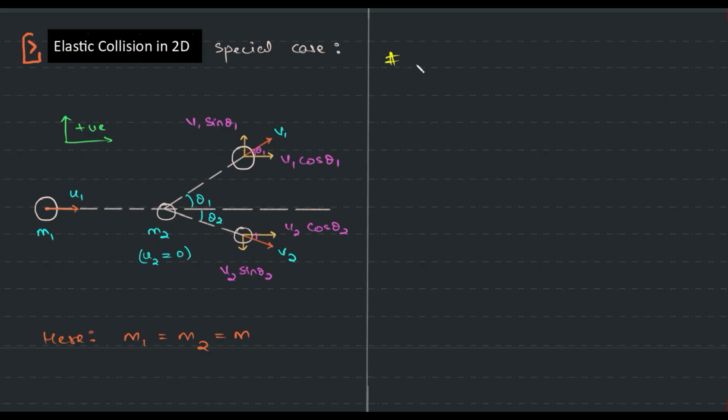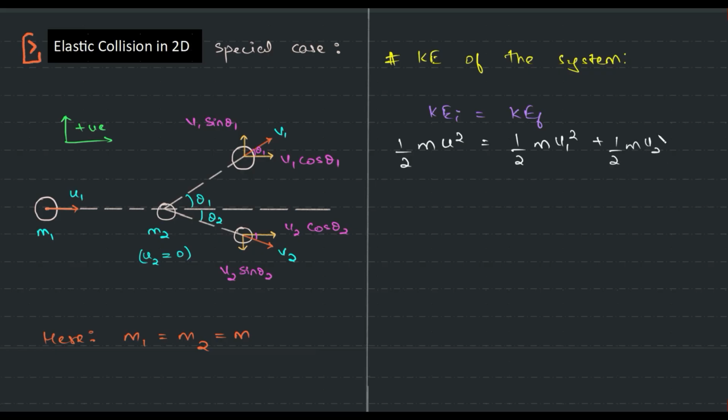Basically we'll start off by considering the kinetic energy of the system. Since it's conserved, kinetic energy initial has to be equal to kinetic energy final, right? So half m u square should be equal to half m v1 square plus half m v2 square. So m and half will cancel each other, and you have u square is equal to v1 square plus v2 square. That's well and good.